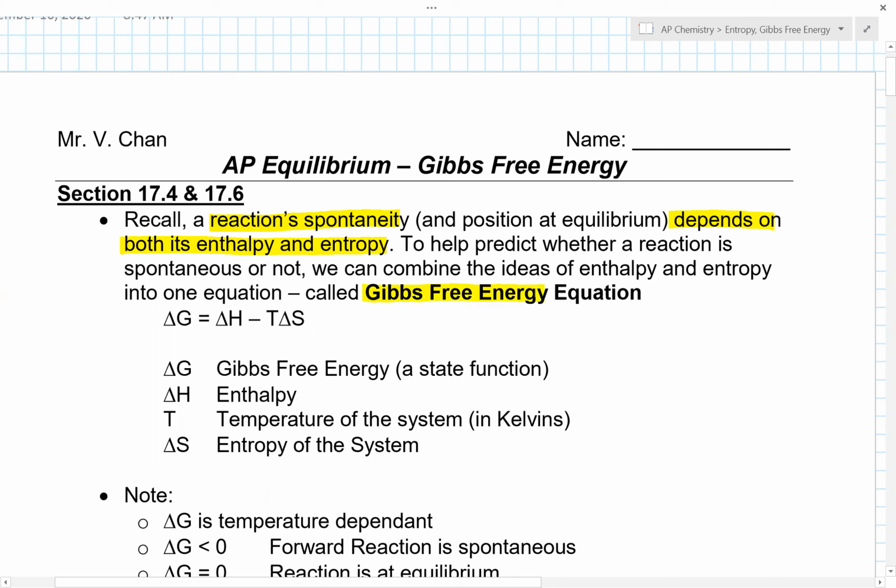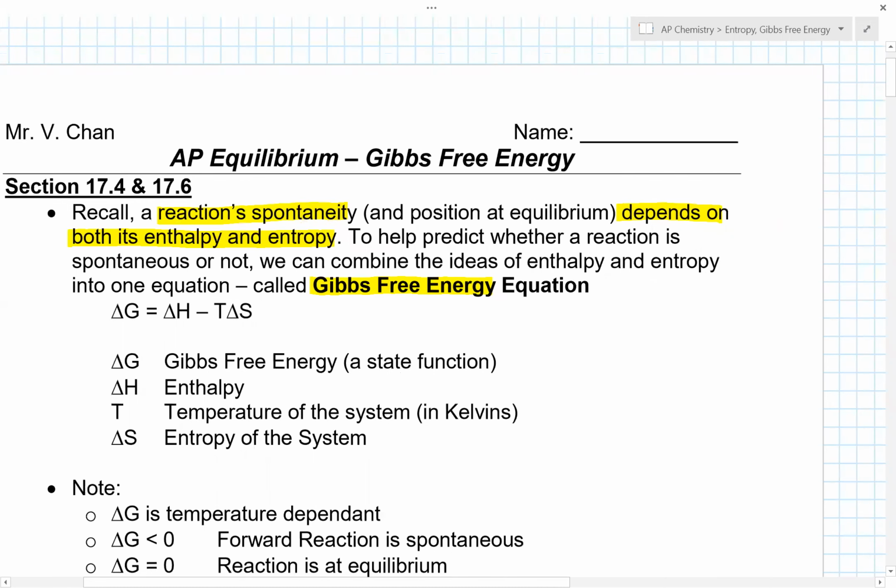So Gibbs free energy is delta G equals delta H minus T delta S, where delta G is the Gibbs free energy, delta H is the enthalpy of a system, T is the temperature in kelvins, and delta S is the entropy of the system.